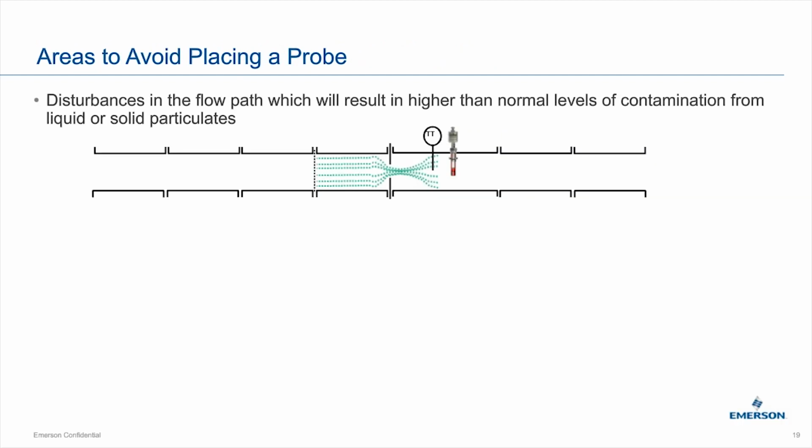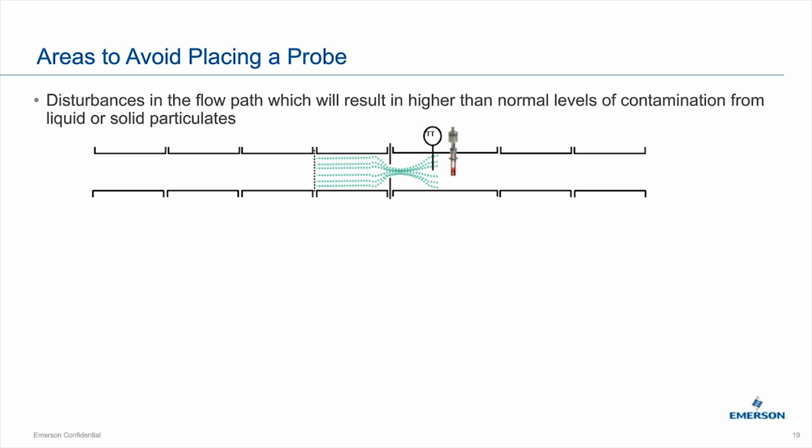So we talked about where to put a probe. The other question is where not to put a probe. One of the biggest issues is not placing it near any turbulence or restriction in the path, because that will cause all the contaminants on the pipe wall to get stirred up and mixed into what's flowing in the pipe. So you really want to stay away from that.